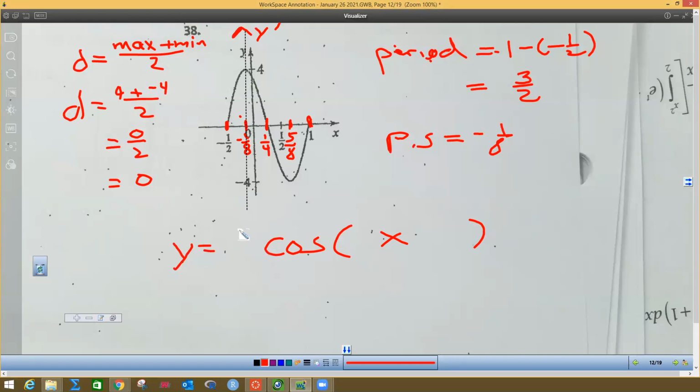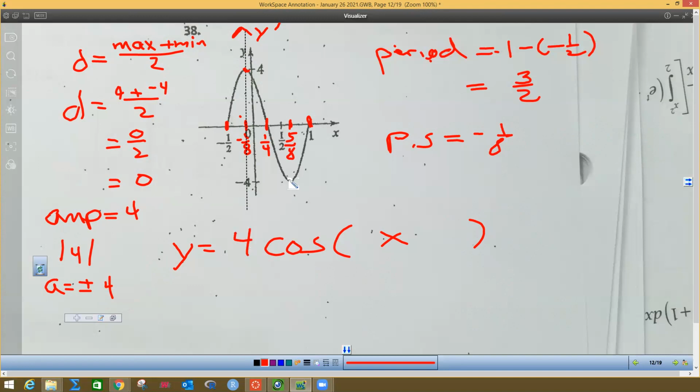Now I'm going to find my number that goes in front of this, my A. A comes from the amplitude, right? So the amplitude is how much here? 4. So what that means is A is either going to be a positive 4 or a negative 4, and I got to determine which one it is. Cosine normally starts where? At the max. Is this starting at the max? Right here, is that the max? Yeah. So that means I use which 4, positive or negative?